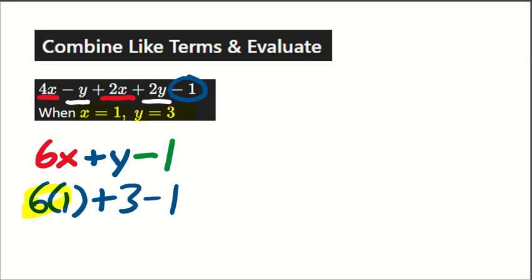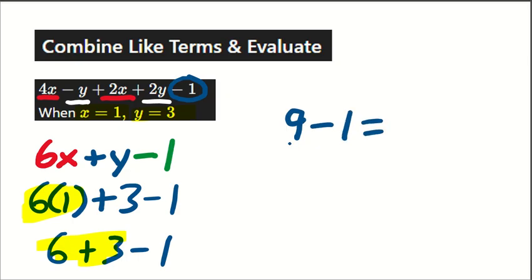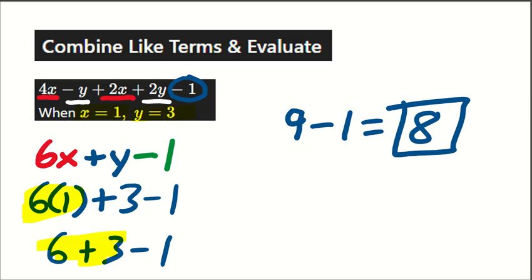We'll do our multiplication first. 6 times 1 is 6, plus 3 minus 1. Now, do we do the addition or subtraction first? Remember, when it comes to addition or subtraction, we work left to right. And because the addition happens first, we're going to do that first. So 6 plus 3 is going to be 9, which leaves us 9 minus 1, which happens to be 8. So the value of that expression is 8.